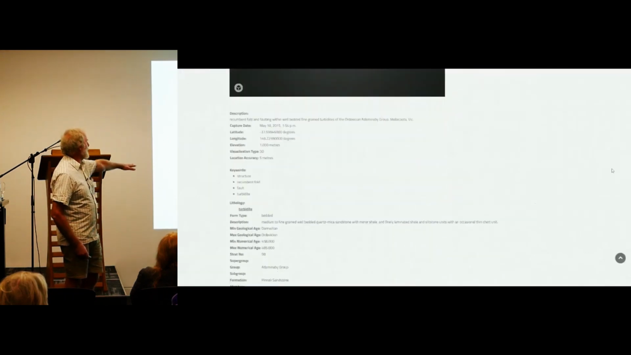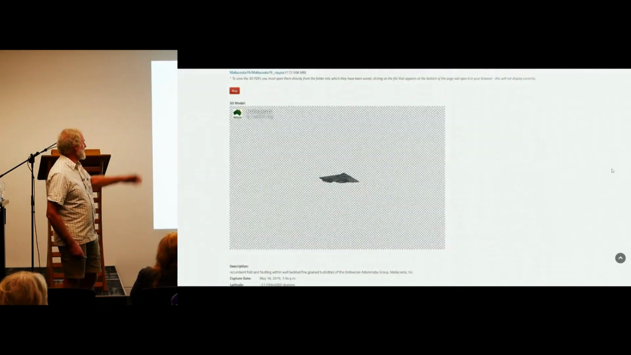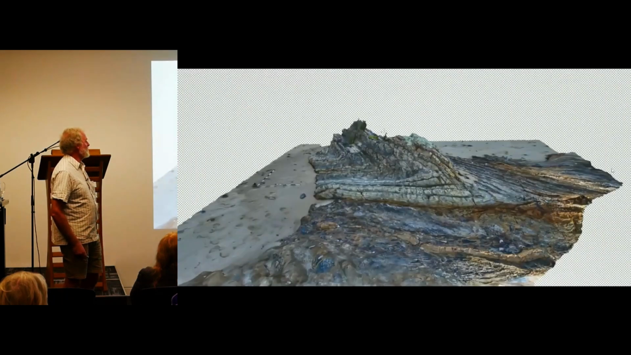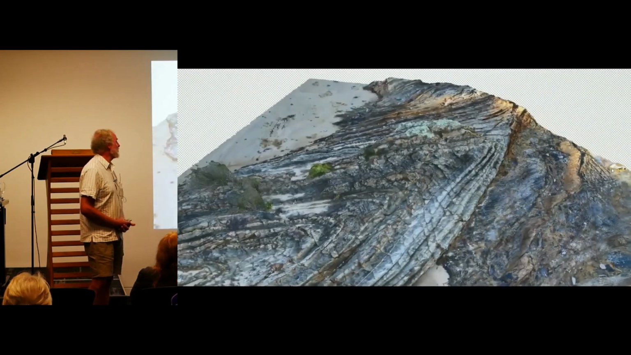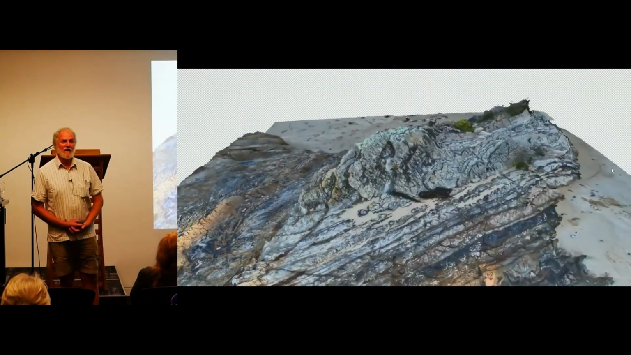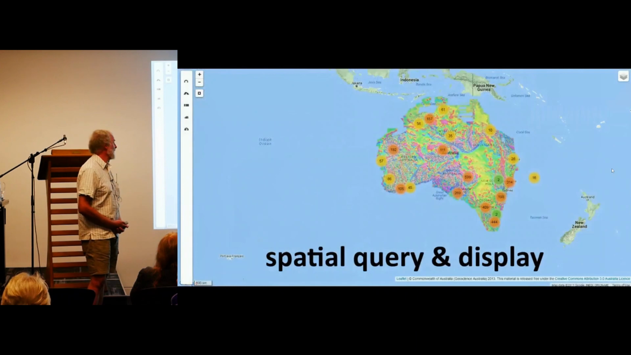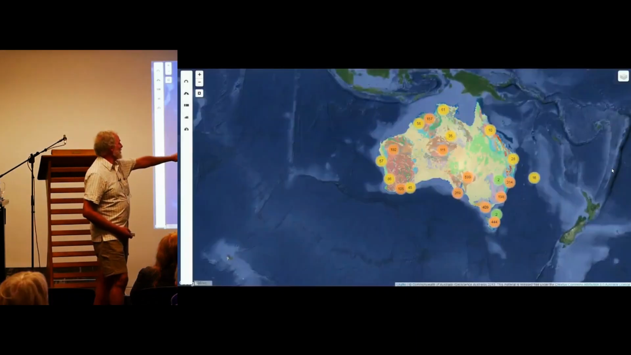I can click on one of these. Here's all the attribute information about it. Click there, and we get the 360-degree view coming up in real time. This is available to you now. AusGeol.org will enable you to look at about 3,000 individual sites around Australia that document the geology. Here's an example of the interface.